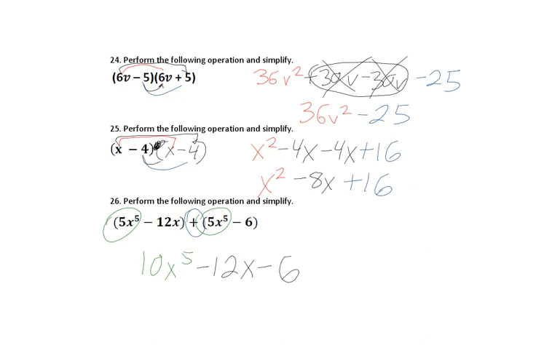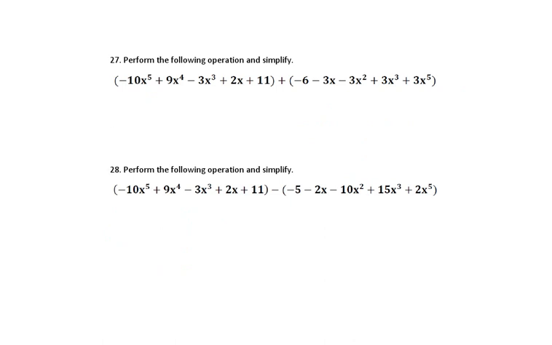I can't do anything with 12 and 6 because 12 has an x and 6 does not, so I'm stuck. Alright, 27 looks bad, but it's really not bad at all. We're just going to combine the like terms. Here's how I would like to do this. I want to keep the first part, the first group, as is. But what I'm going to do is start writing like terms underneath whatever I have.